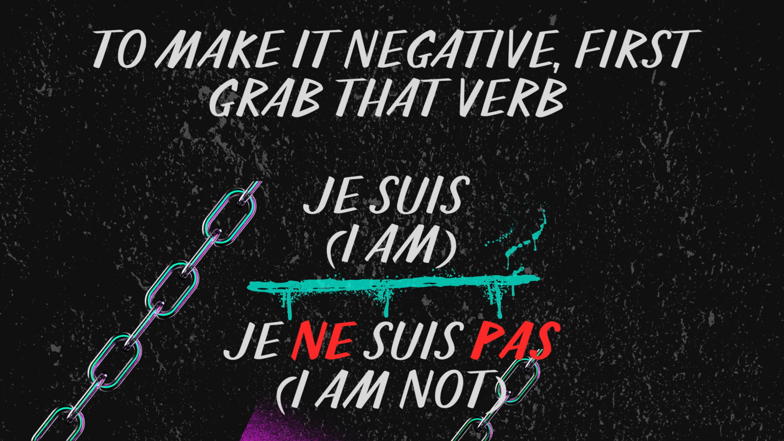To make it negative, first grab that verb, add a little ne, and then observe. Throw in part for that French flair. Wrap around the verb, and you're almost there.